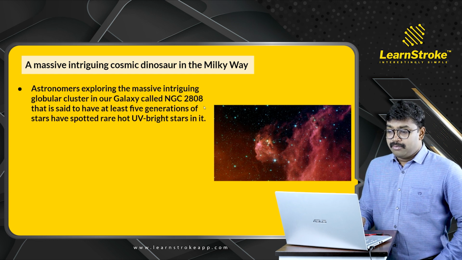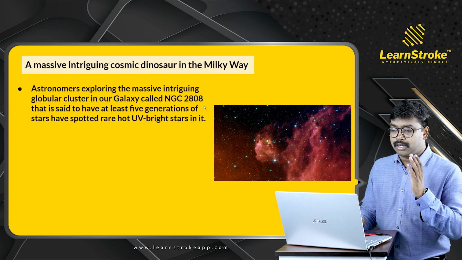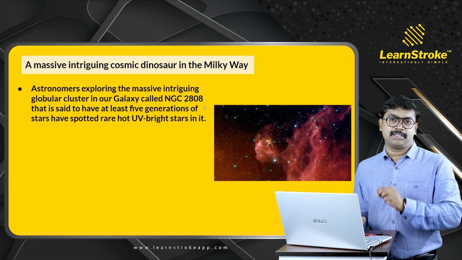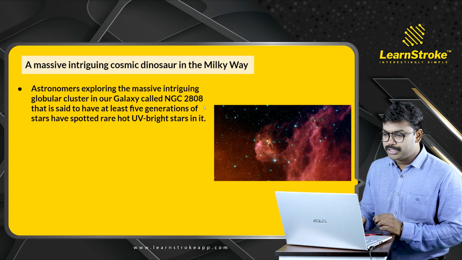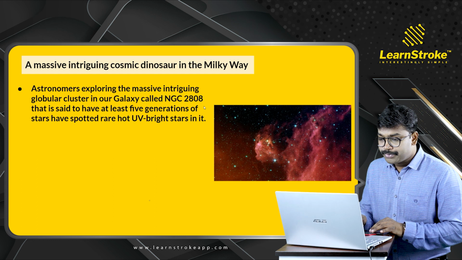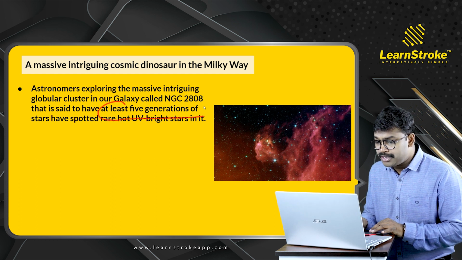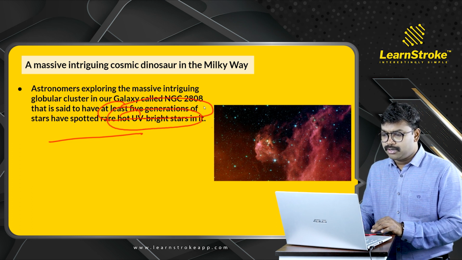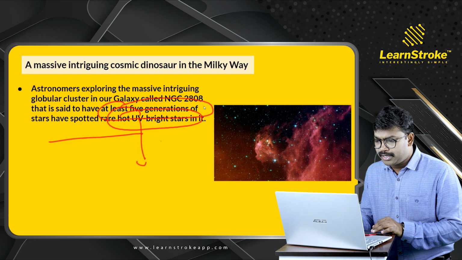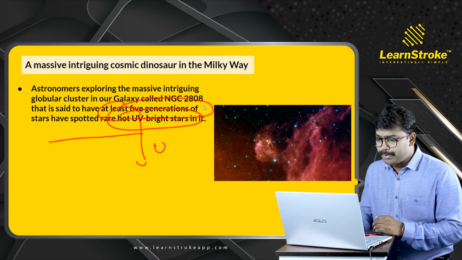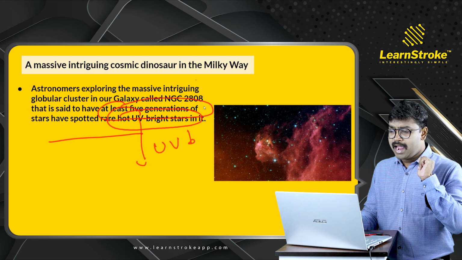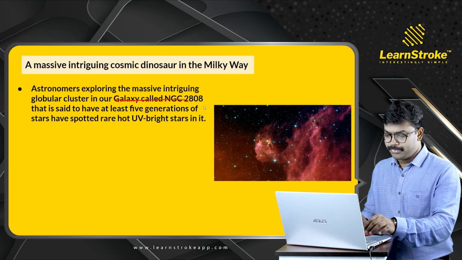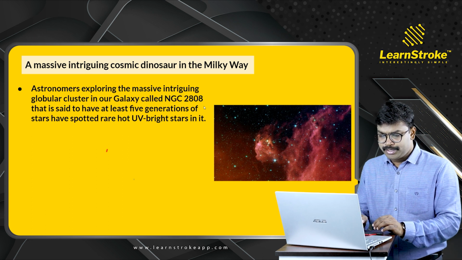And they talk about a massive, intriguing globular cluster which is called NGC 2808. So basically this is what we are talking about, NGC 2808. And the key point is, it is said to have at least 5 generations of stars which have hot UV bright stars in it. That means it has at least 5 generations which have displayed UV bright stars in it. So 5 generations, and NGC 2808 is the name of this globular cluster. Now let's see the other point.